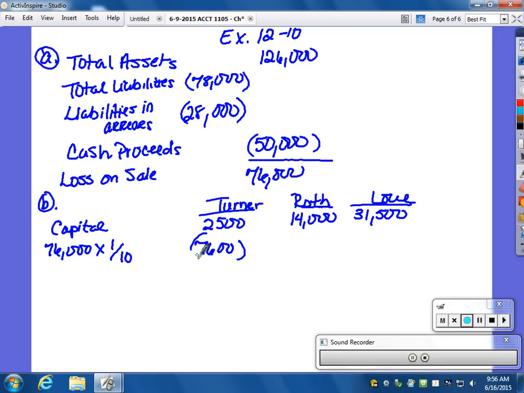What about Roth? 76,000 times 4 over 10. How much was his loss? 30,400. And then lastly, Lowe, 38,000.